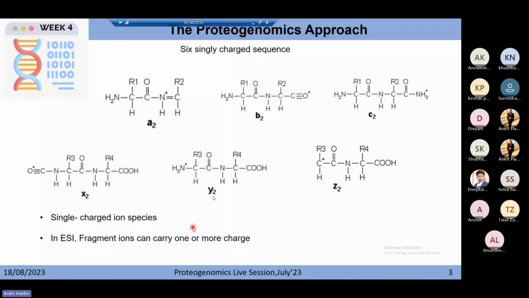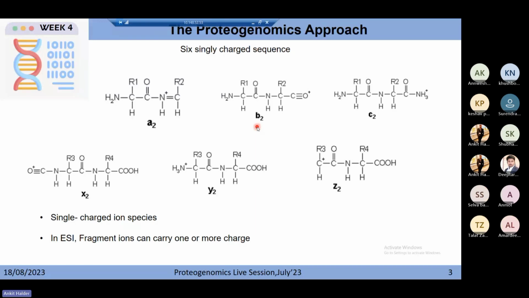These structures are important to understand in order to visualize how, after you make the peptides, they get separated and then fragmented, how these ions get detected, how we find out the masses, and then finally determine the amino acid sequence and make the protein sequence out of it. So these are your singly charged ion species, and this is how they look.